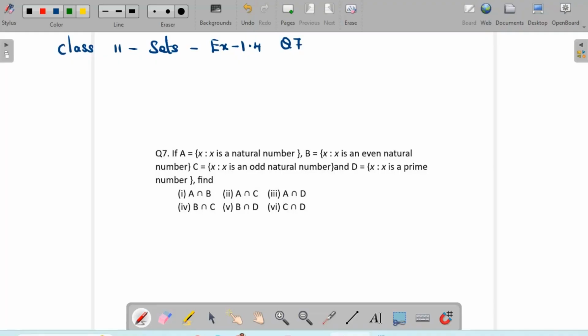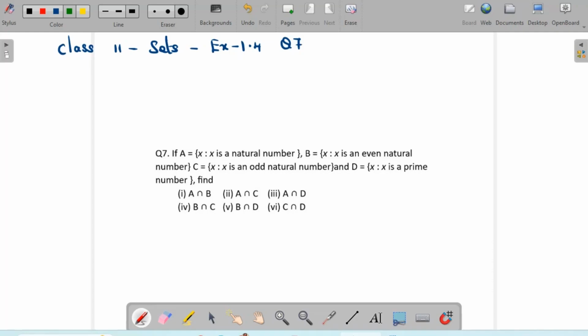In this video, let's find the solution for the 7th question in exercise 1.4 in the sets lesson. If A is a set with x is a natural number as elements, B is a set of all x where x is an even natural number, C is a set of x where x is an odd natural number, and D is such that x is a prime number, find the following. They have given 6 subdivisions.